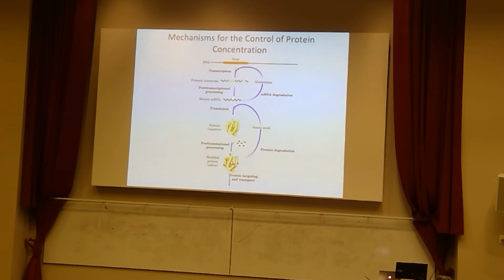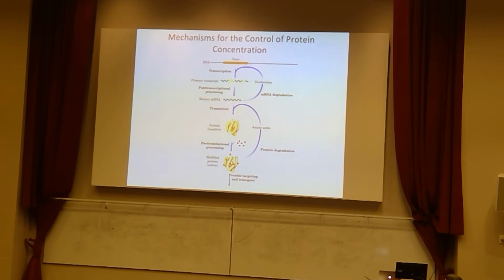Right? So definitely at the level of transcription, there's a lot that can happen. So we can control the generation of a particular primary transcript. We can also control post-transcriptional processing, right? We talked quite a bit about what is required to generate a mature mRNA. So we can influence the extent to which we generate that species from the primary transcript. Control of mRNA lifetime is another mechanism.